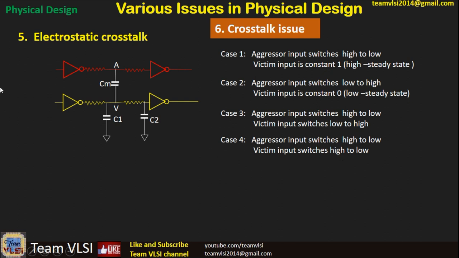Case 4 could be aggressor net switches from high to low, and victim input also switches from high to low. Meaning in case 3 both the nets are switching but in opposite direction, and case 4 is both the nets are switching in the same direction. So we will see one by one all these possible cases. First start with case 1.